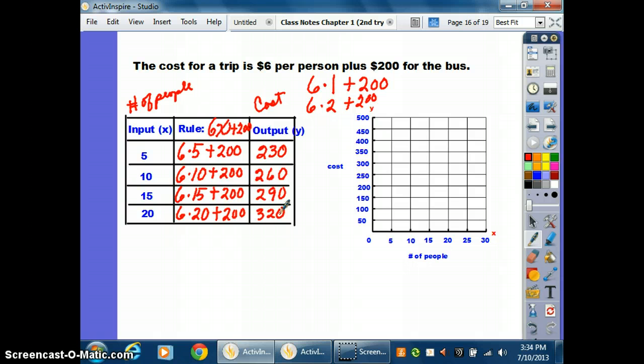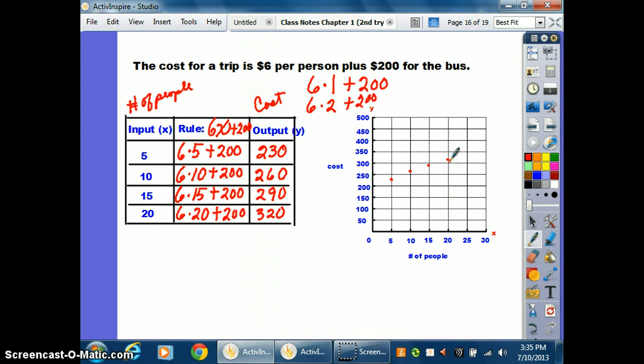All right, we'll graph this on our coordinate system. If we have 5 people, it costs 230. Well, we don't have exactly, we have to eyeball it, okay? And then if we have 10 people, it's 260. And if we have 15 people, it's 290, close to the 300. And then if we have 20 people, it's 320.